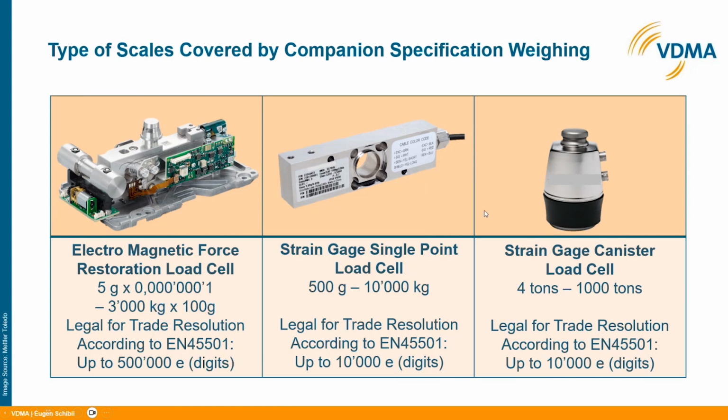In the middle and on the right-hand side, you see another technology based on the strain gauge. This is a single point load cell. This is a canister load cell for heavy loads, 4 up to 1,000 tons. Here it is between 500 grams and 10 tons, 10,000 kilograms. Unlike here, where we have 500,000 legal for trade resolution points, we have a maximum of 10,000 for both of these load cell technologies that rely on strain gauge.